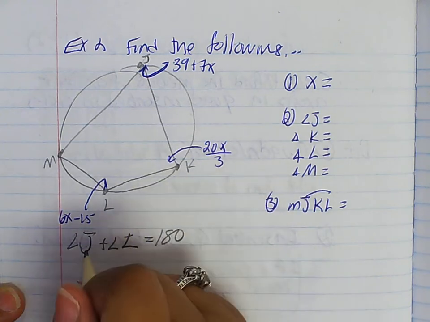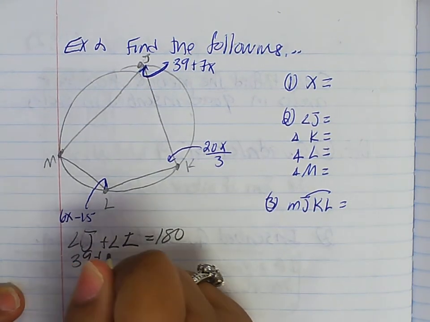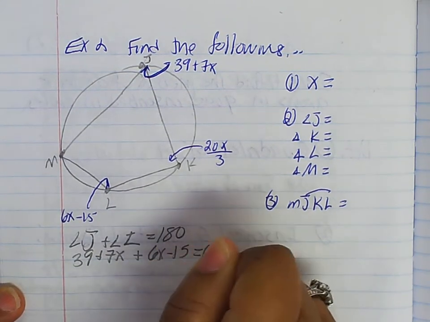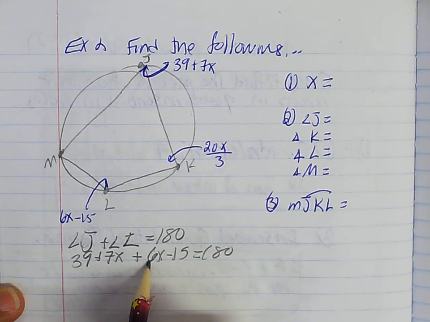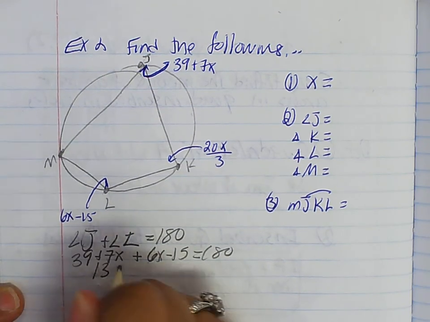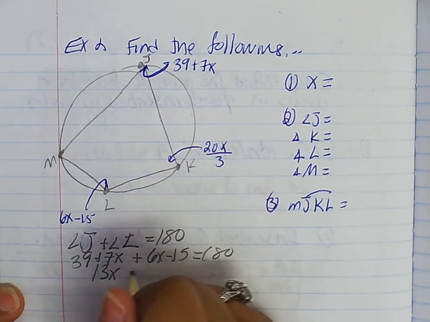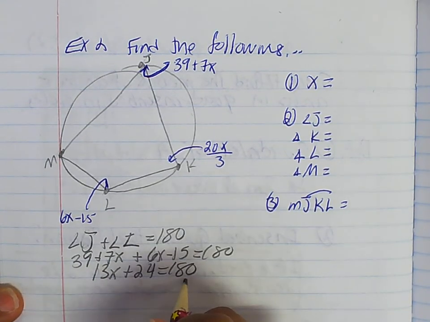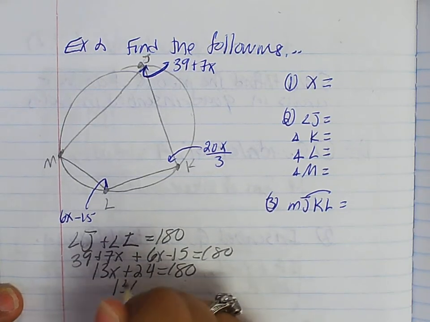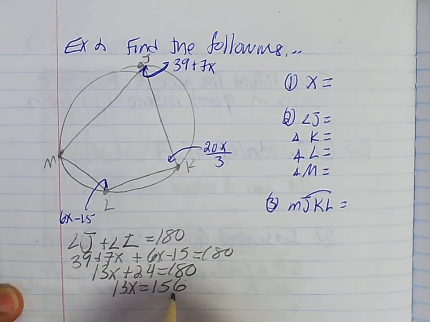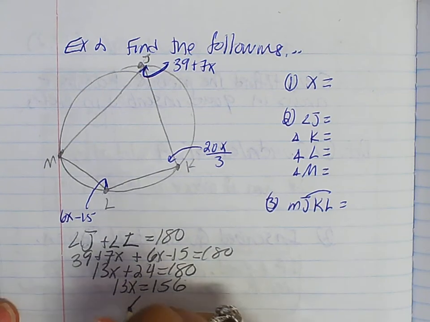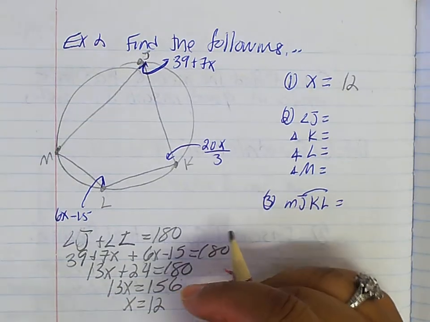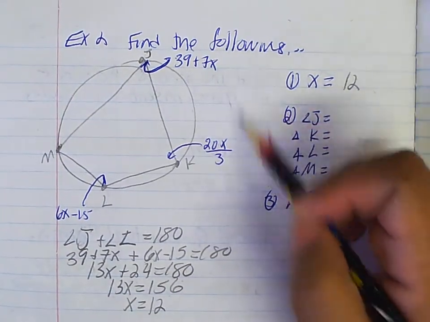So we have J is 39 plus 7x plus 6x minus 15 equals 180. 7 plus 6 is 13x. 39 minus 15 is plus 24, equals 180. Subtract 24 from the 180 and you get 156. So you've got 13x equals 156. Divide 13 out on both sides. x turns out to be 12. And just like we did before, you're going to take your x value and start plugging it in.